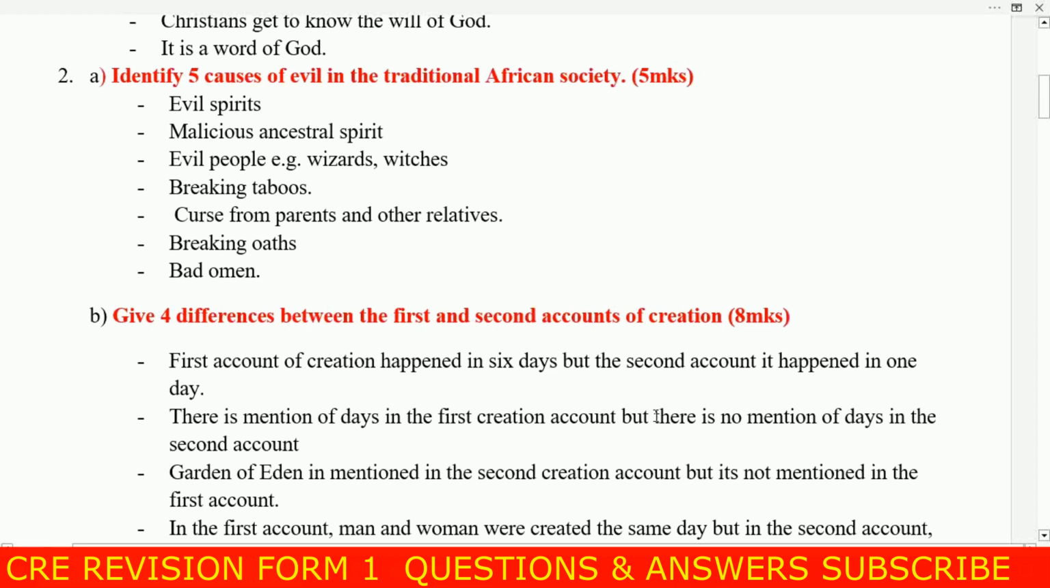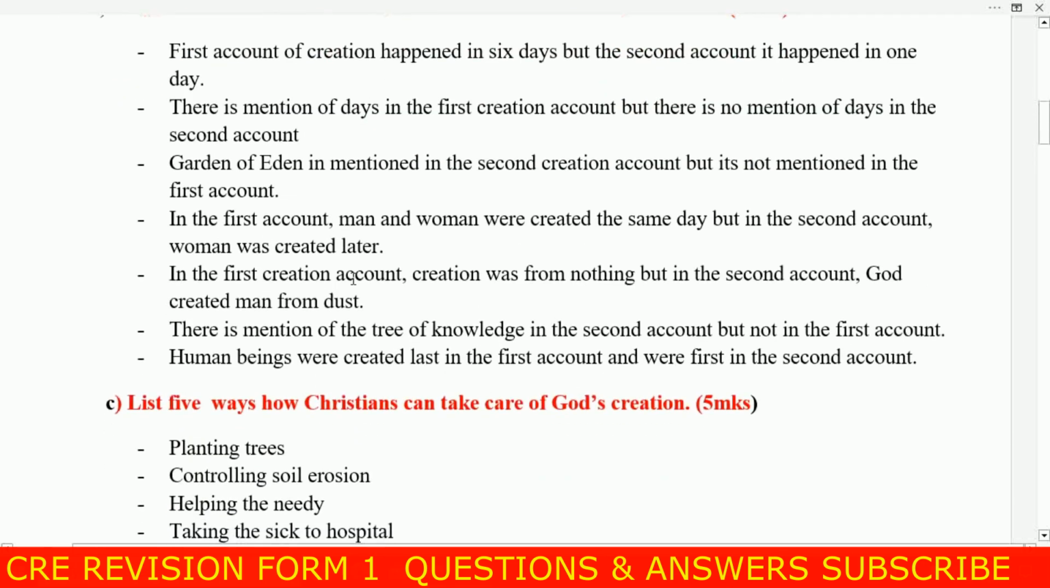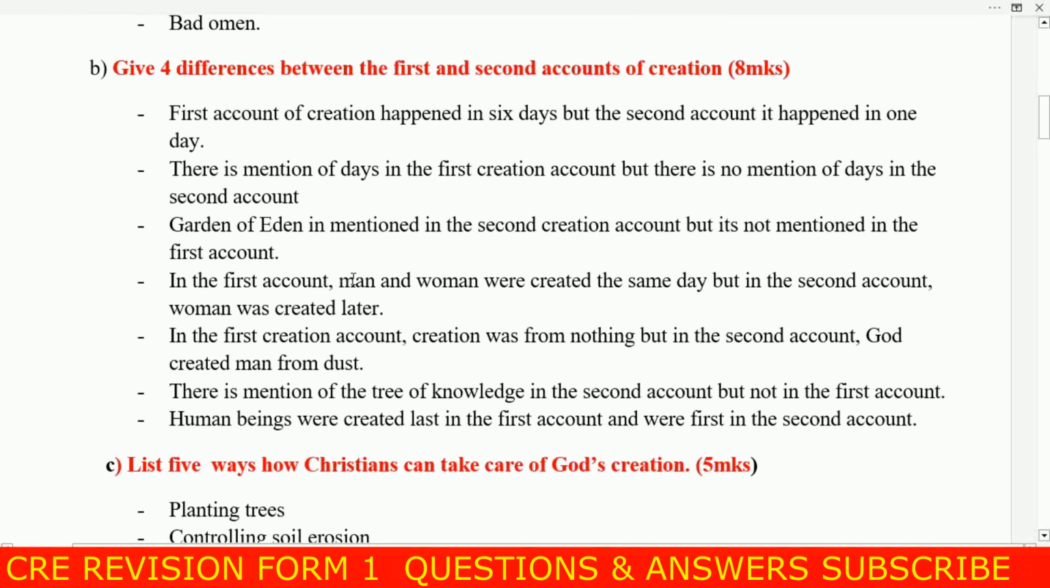Next, let's go to question number B. Give 4 differences between the first and second account of creation. You get 8 marks. You are supposed to give the differences between the first and second account of creation. Number 1, the first account of creation happened in 6 days, but the second account happened in 1 day. Number 2, there is mention of days in the first creation account, but there is no mention of days in the second account. Number 3, the Garden of Eden is mentioned in the second creation account, but it's not mentioned in the first account.